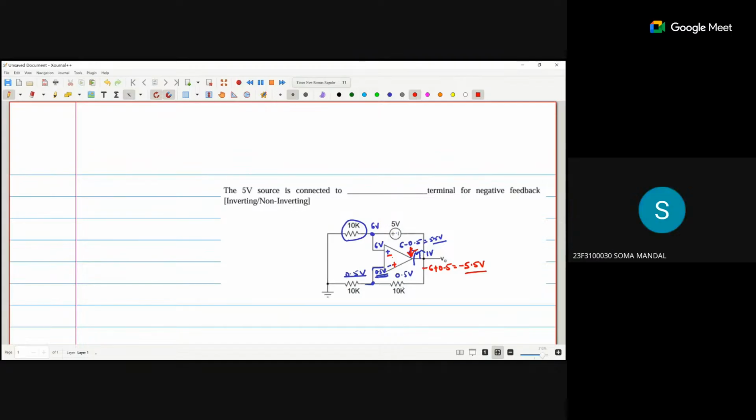So that's why this terminal will be negative and this terminal is positive. Do we have to calculate in this way all the time, sir? Yes, we always calculate this way. Whichever terminal has the higher voltage, we consider that the negative terminal for negative feedback.